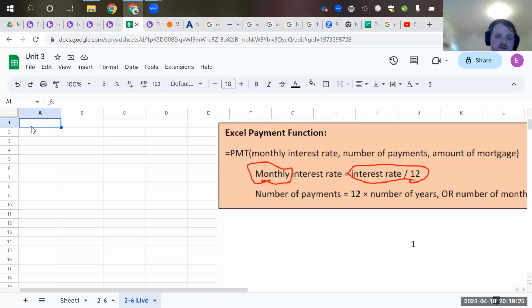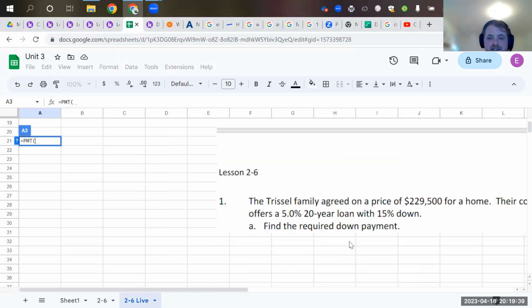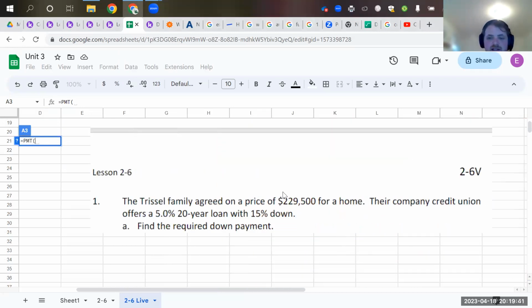So for number one, this is 2-6, number one, you want to use =PMT. We're literally just copying it like it is, parenthesis, and then the monthly interest rate. Again, this is the whole problem. All right. So it says that the price of the home is $229,500, and the rate is 5% for a 20-year loan.